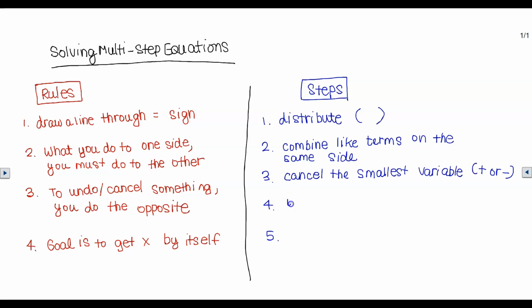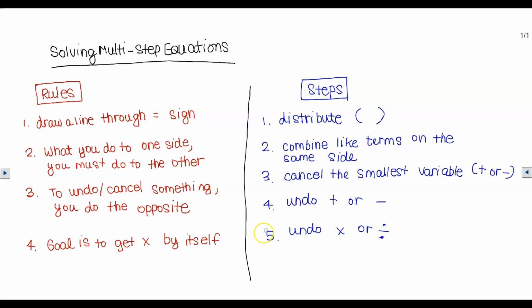And then step 4 is to undo addition or subtraction that we see in the equation. And then step 5 is to undo multiplication or division that we see in our equation. So notice on these first 2 steps there is no canceling, but then step 3, 4, and 5 it's cancel, cancel, cancel. So we want to do the opposite on all 3 of those.